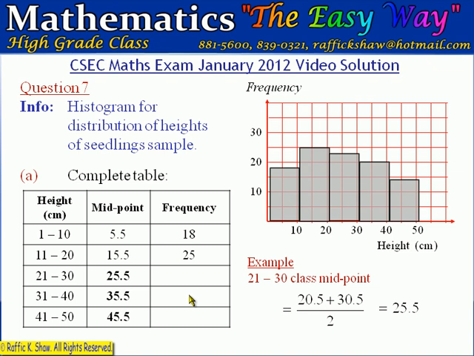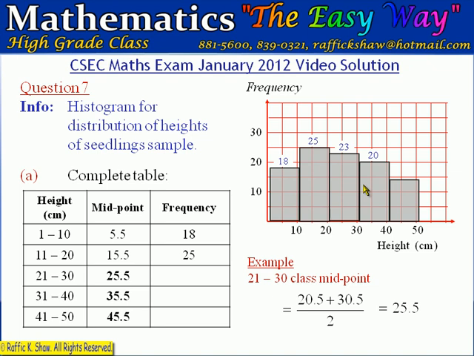Now for the frequency, as I said, we have to read the frequency from the top of the bars of the histogram, and those will correspond to the frequency values on this vertical axis. So we can go ahead and put those values in. So that's 18 for the first group, 25 for the frequency of the second group. Based on the graph, this one would be 23. That's for the third group. And then for the fourth group or the fourth class, it will be 20.